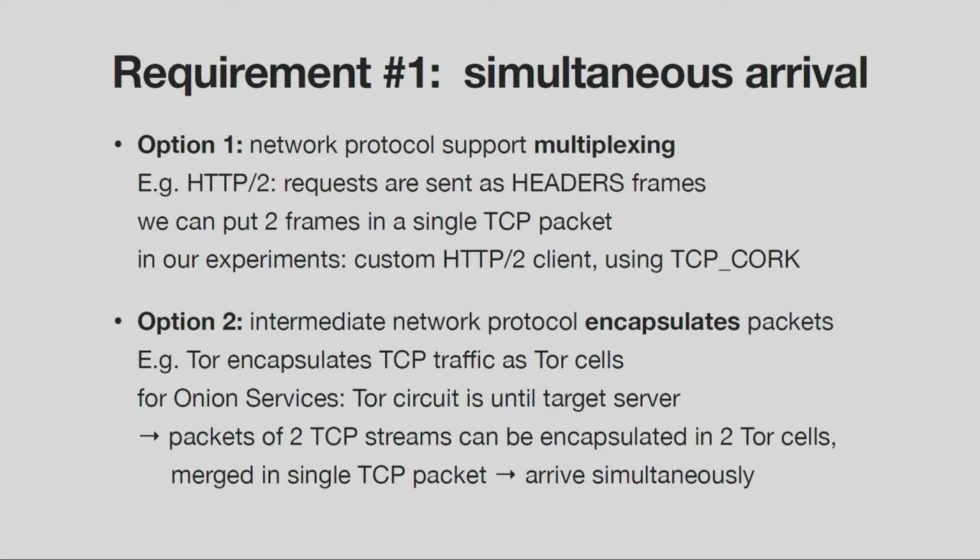So if we have packets from two different TCP streams, so we make two different TCP connections to the server, then we can still somehow make it so that they will be merged into a single TCP packet. And then, because they're in a single TCP packet, they will still arrive simultaneously at the server.